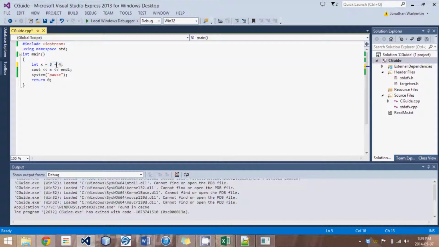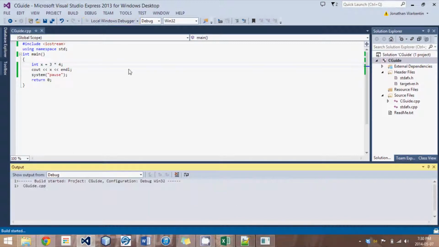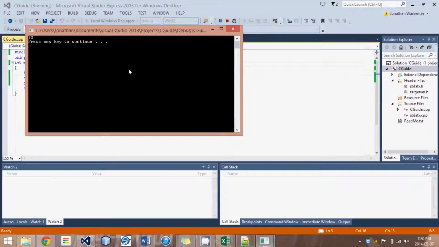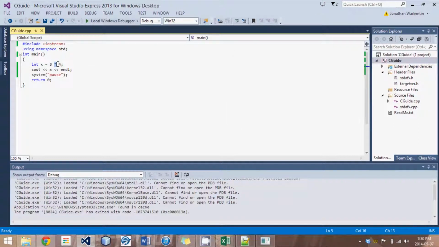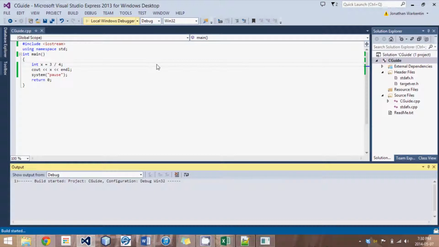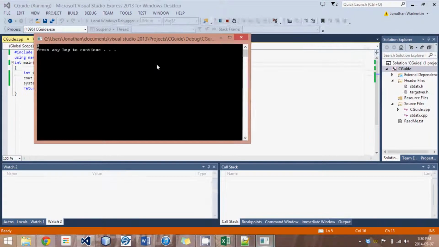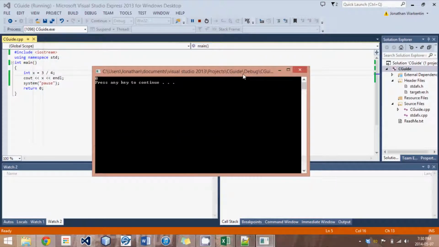Now let's deal with multiplication. If we do 3 times 4, we should get 12. This is pretty straightforward. However, if we did 3 divided by 4, we're actually going to get not 0.75, but 0. Now, why is that? Well, this integer cannot have decimal places. Now you might be thinking, but 0.75 still rounds up to 1. Well, in programming, you don't round up.